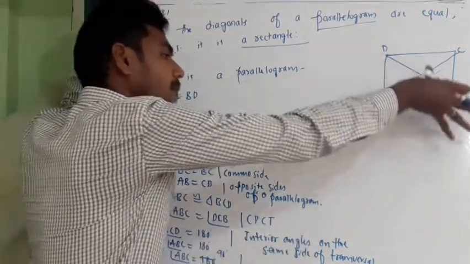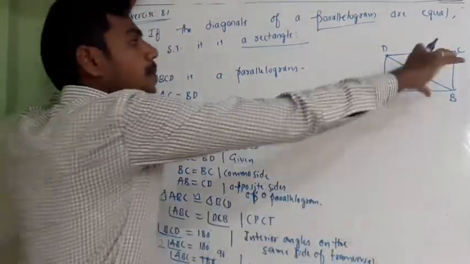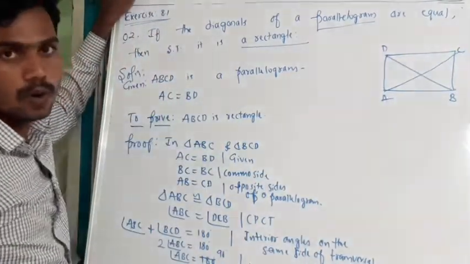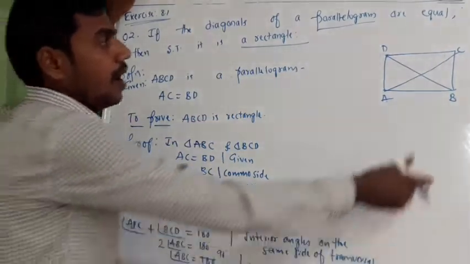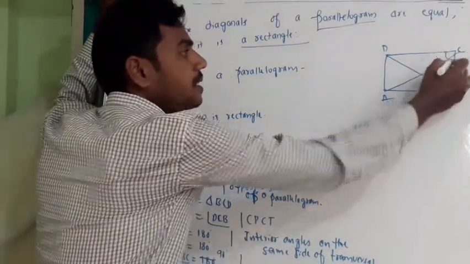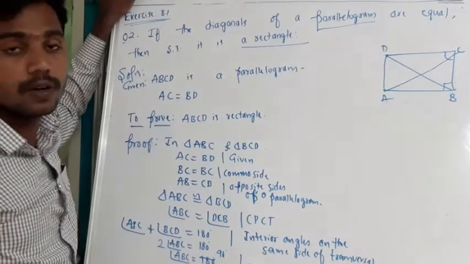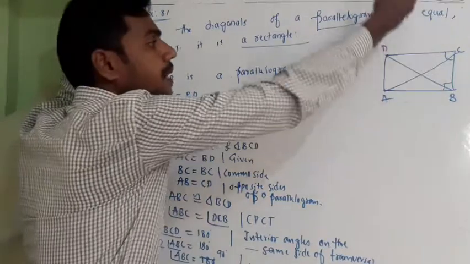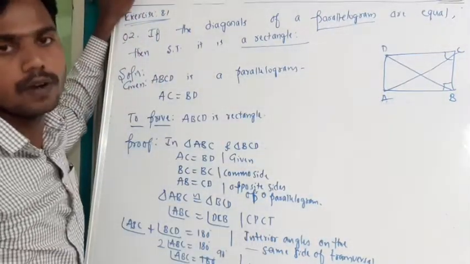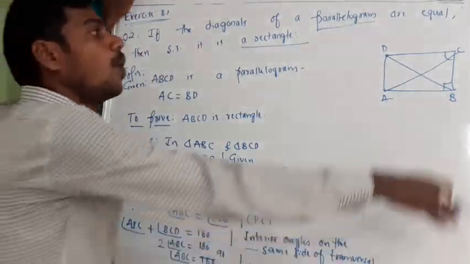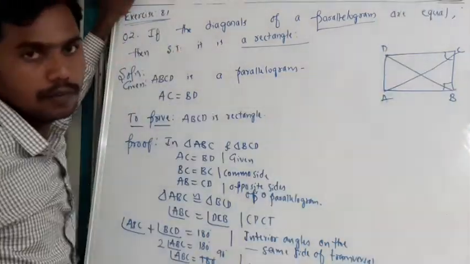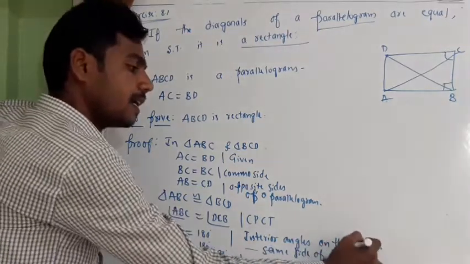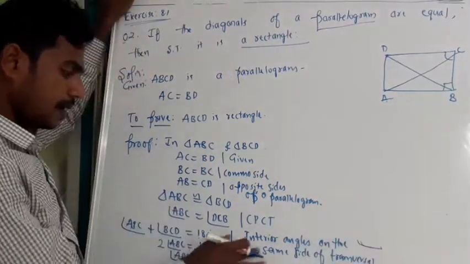So for any parallelogram you take, the sum of two adjacent angles will be equal to 180 degrees. That also you can give as a reason. Or else interior angles on the same side of a transversal will be equal to 180 degrees. Or else co-interior angles will be equal to 180 degrees. Any reason you can give, you already studied it in the 8th class. So that reason I have given.